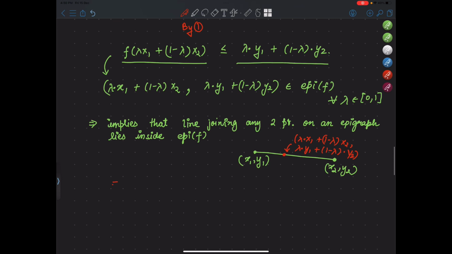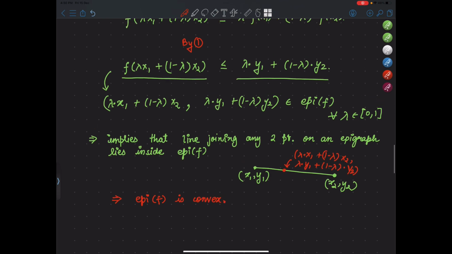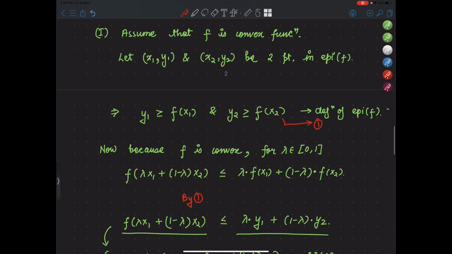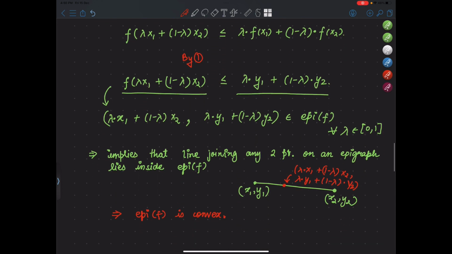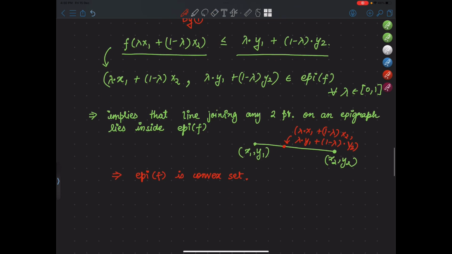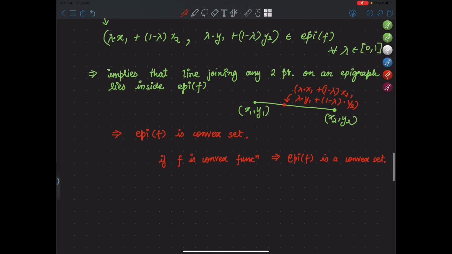So what does this mean? That the epigraph is convex. Correct? So we assumed that f is a convex function, and then we proved that the epigraph is a convex set. So the first part is proven, that is, if f is a convex function, then the epigraph of f is a convex set. This has been proven. Now let's prove the other part.